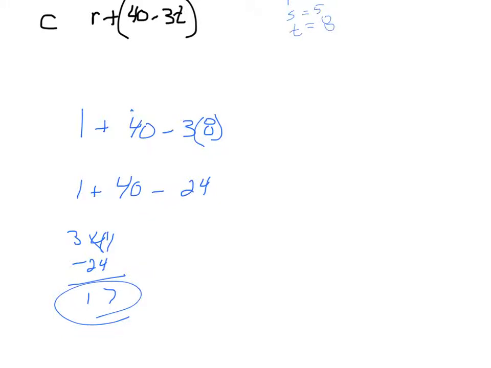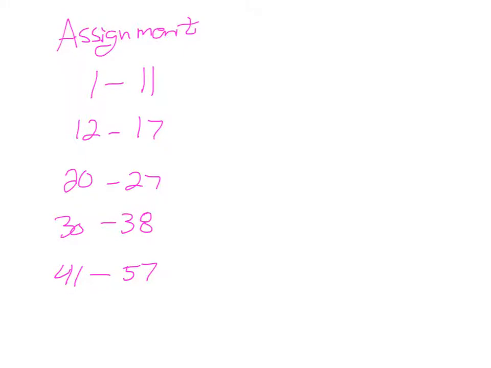Your assignment is 1 through 11, 12 through 17, 20 through 27, 30 through 38, and 41 through 57. It seems like a lot, but everything you've just done, you've hit all the bases, and I'm around to help you out. This is page number 14. Also, don't forget to write your columns like I told you to do, and check the front of the board and the top of the wall and make sure it looks like that. All right, good luck.